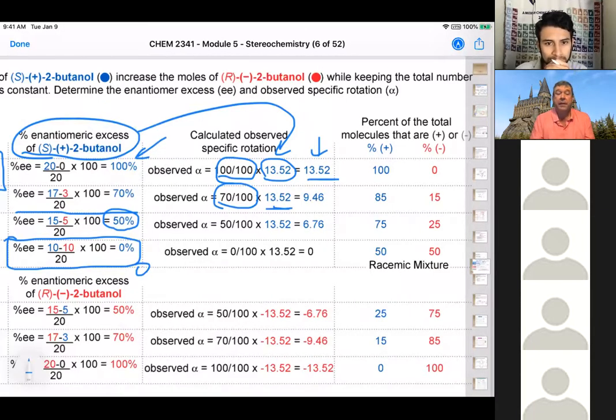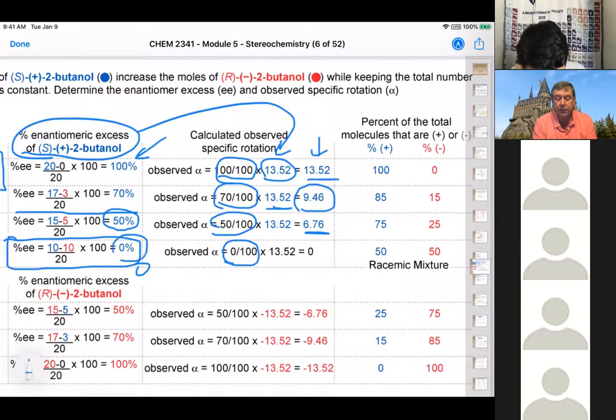Okay, which means if we only have 70% of that optical rotation, we're not going to take it all the way to 13. We're going to back it off, and it turns out to be about 9.46 degrees rotation, positive. By the time we get to 50%, that's going to be cut in half. And when we have 0, when we have that racemic mixture, our optical activity goes to 0.